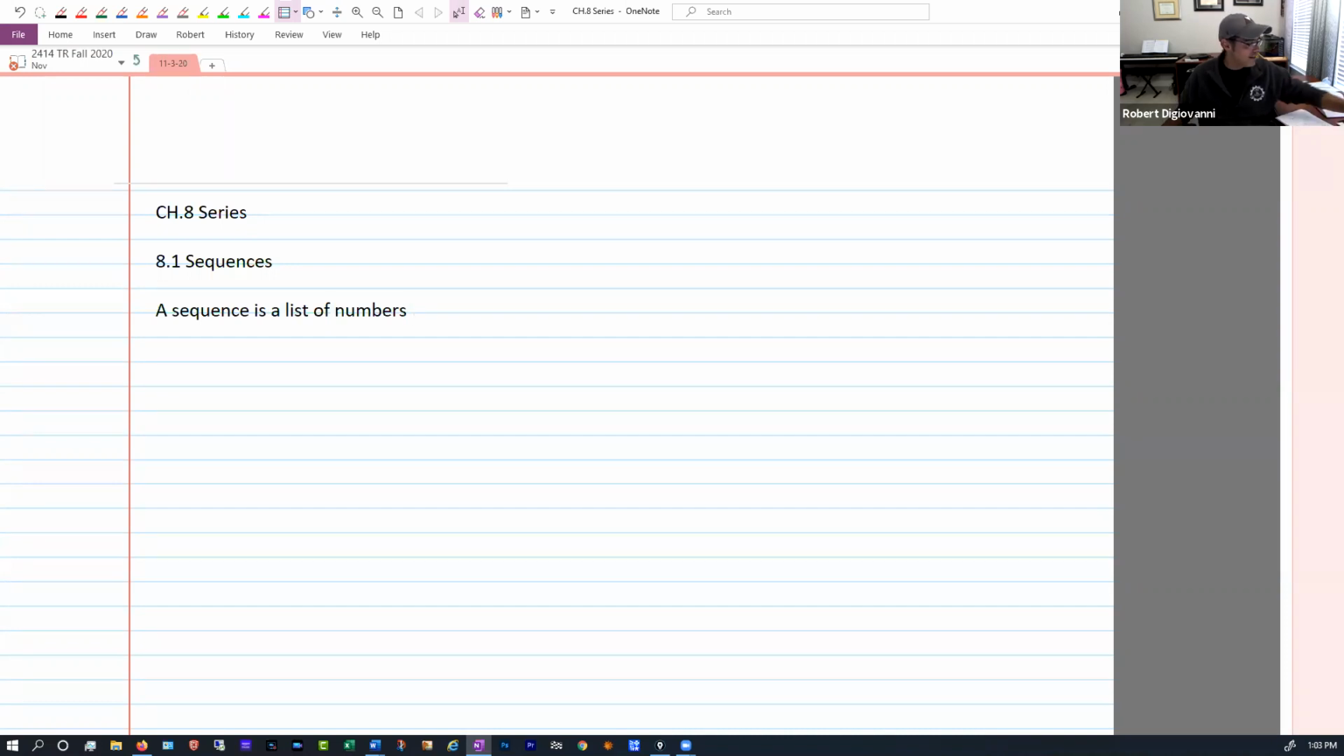Now, really a sequence can be something else. It can be a list of functions. It can be a list of anything, really, a list of objects, vectors, it doesn't matter. But for us, we're just going to look at a sequence as a list of numbers. Now, this list of numbers can be finite or can be infinite. So let me give you an example of each.